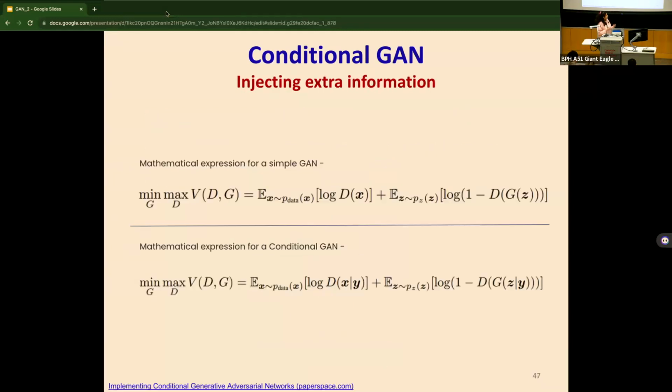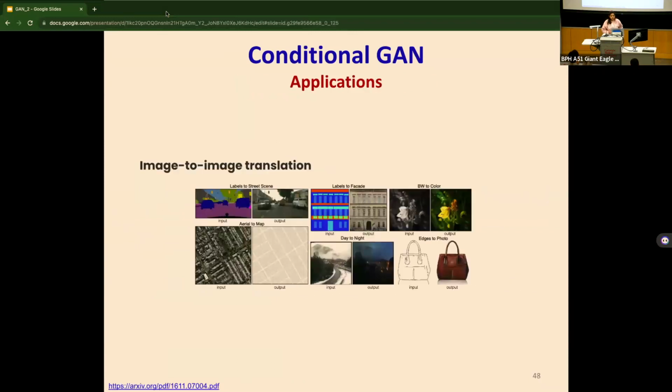According to the formula, it's the same formula, but instead of X, which we had earlier, now we are conditioning it with some Y for both the discriminator and the generator. Some interesting applications for this could be image-to-image translation. In the image over here, for example, if you give a semantically segmented image and you condition upon that image in your conditional GAN, you can actually make it generate some realistic output.